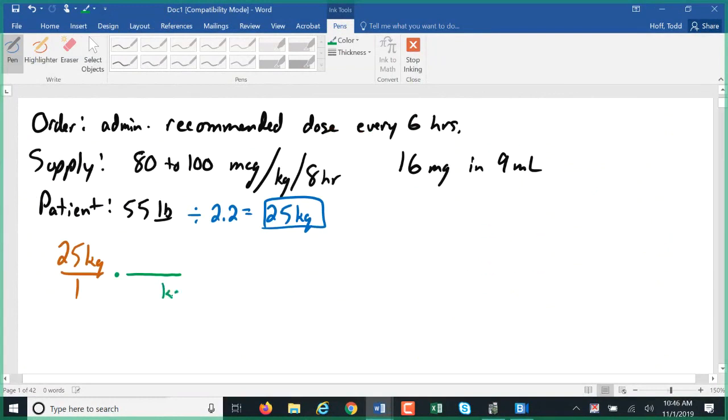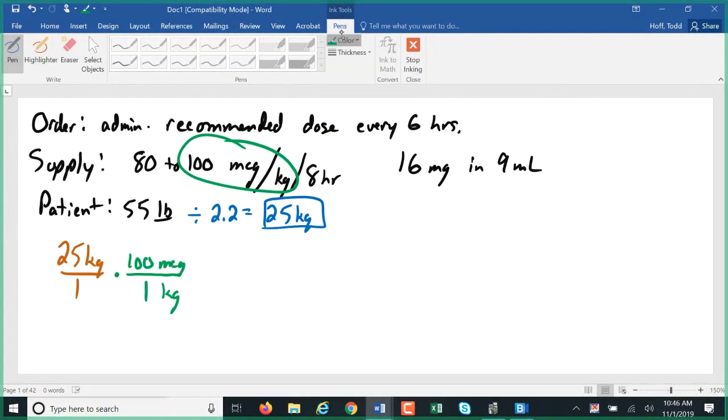We need some sort of kilograms on bottom. What goes on top here? 100 micrograms per kilogram. Now there is an extra step in this one because the concentration is milligrams per milliliter. This is in micrograms.